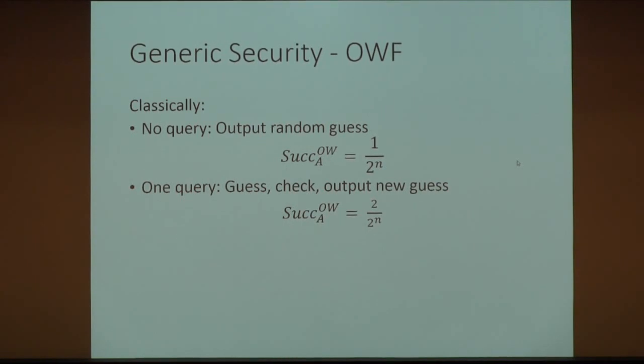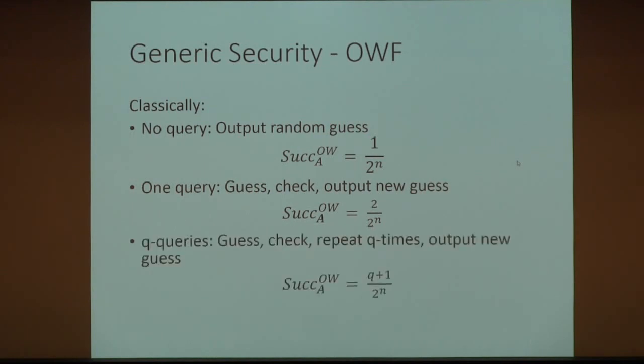Okay, if I do one query, then what I can do is I can make a guess. Then I can use my query to verify this guess. And if I didn't hit the image, then I output some new guess. And in total, I got a success probability of 2 over 2 to the n. And so if I have q queries, I can repeat this procedure q times. So I guess, then I check, then I guess, then I check. And if I didn't find a valid solution in the end, then I output a new guess. And in total, I will get a success probability of q plus 1 over 2 to the n.